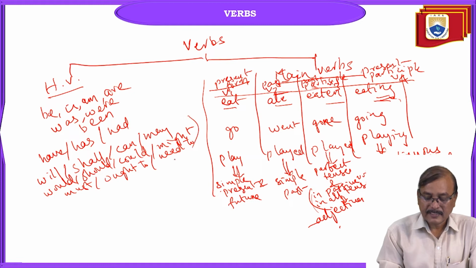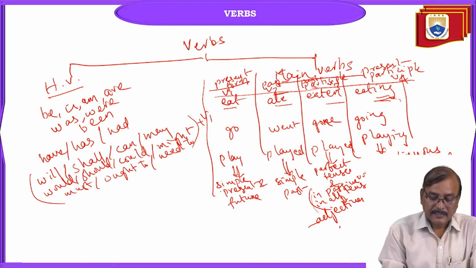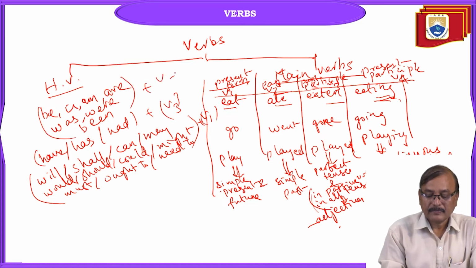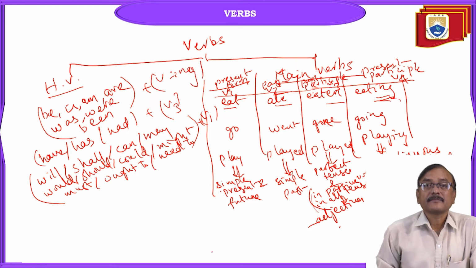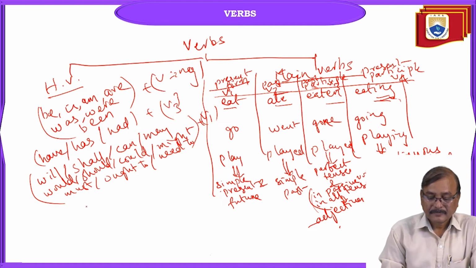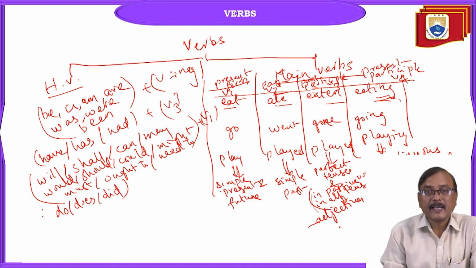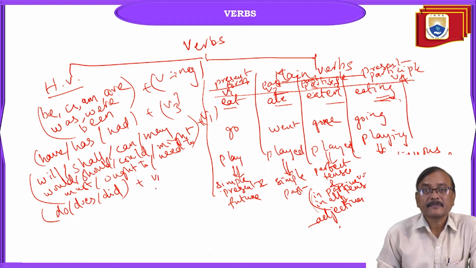These are often followed by V1 form, these by V3 form, and these by V-ing form. Next, dummy auxiliaries like do, does, and did. These are called dummy auxiliaries. Here these are followed by V1 only.